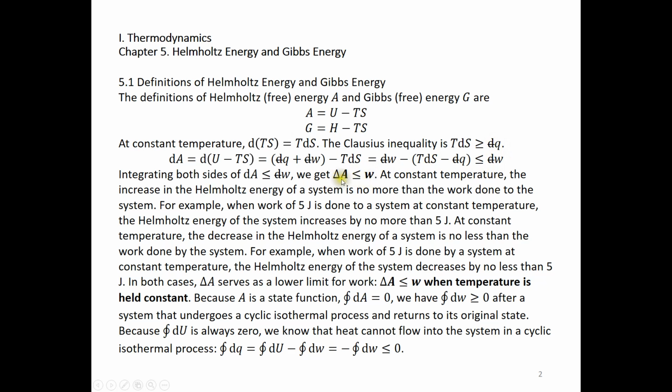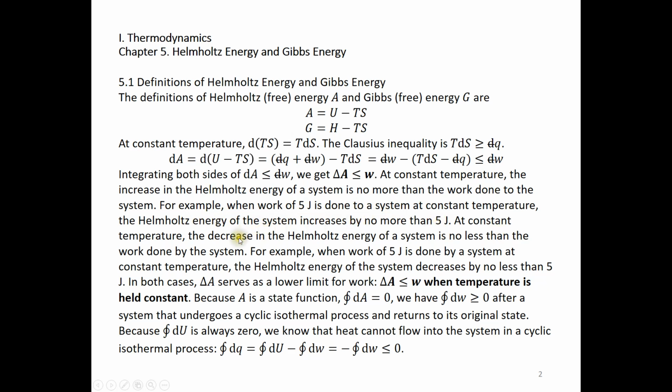That means the change of A, the change of the Helmholtz free energy, serves as the lower limit of W. At constant temperature, the increase in the Helmholtz energy of the system should be no more than the work done to the system. For example, if work of 5 joules is done to the system at constant temperature, then the Helmholtz energy of the system can increase by no more than 5 joules.